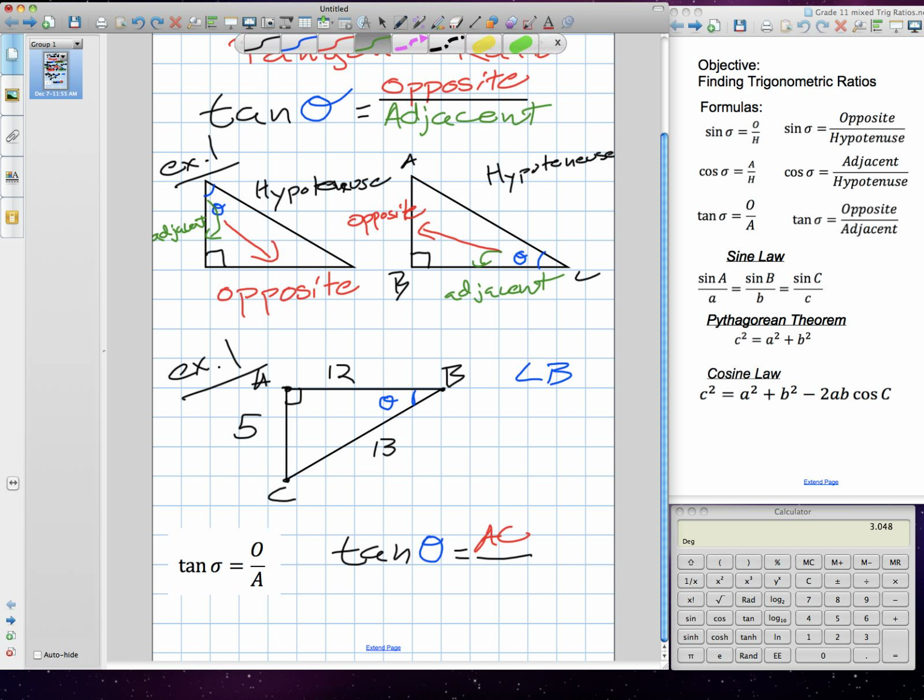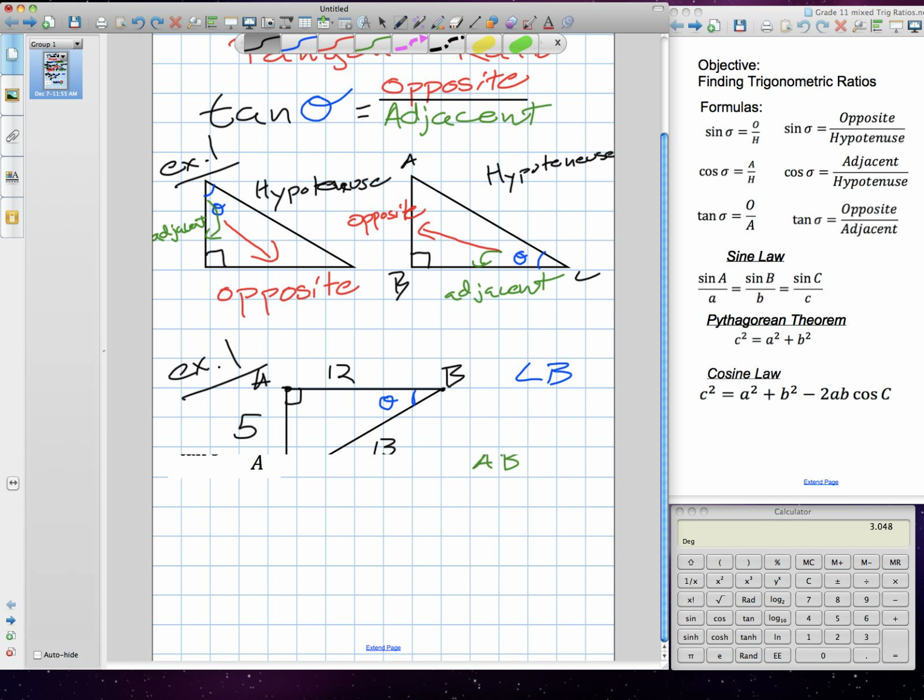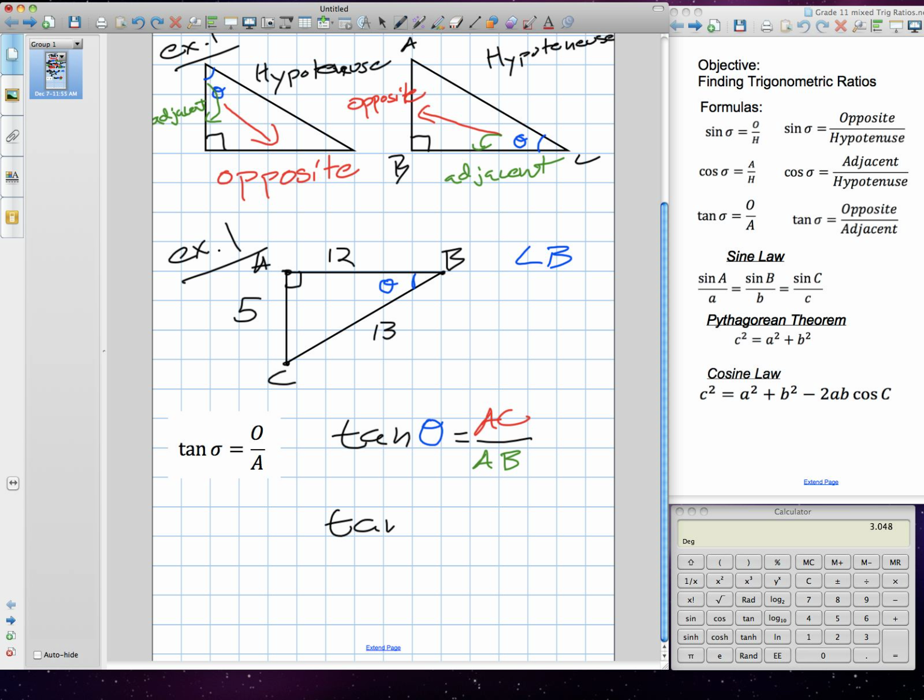AB, good. CB is the hypotenuse. It's the longest side of that triangle. So now that we have those, I can actually input the numbers for them. Tangent theta is equal to, distance of AC was 5, and AB was 12. So there's our ratio. It's as simple as that.